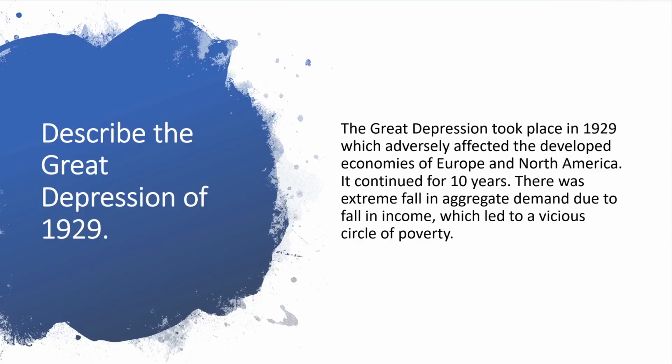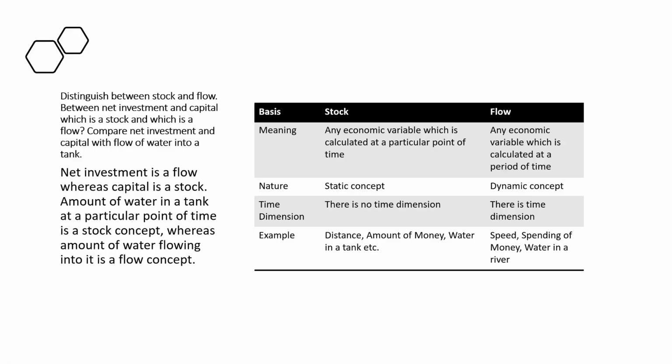Describe the Great Depression of 1929. The Great Depression took place in 1929, which adversely affected the developed economies of Europe and North America. It continued for 10 years. There was extreme fall in aggregate demand due to fall in income, which led to a vicious circle of poverty.